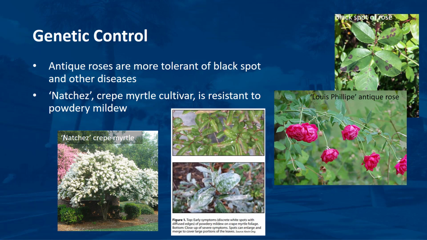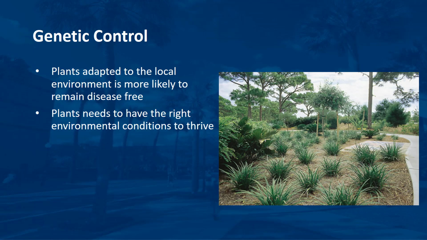There are also cultivars that show more tolerance for specific diseases. In spite of the fact that these plants may seem to have as many symptoms as those that are not tolerant, somehow they still thrive and produce. Likewise, plants that are adapted for the local environment are more likely to remain disease-free than non-adapted plants. This is often referred to as selecting the right plant for the site.